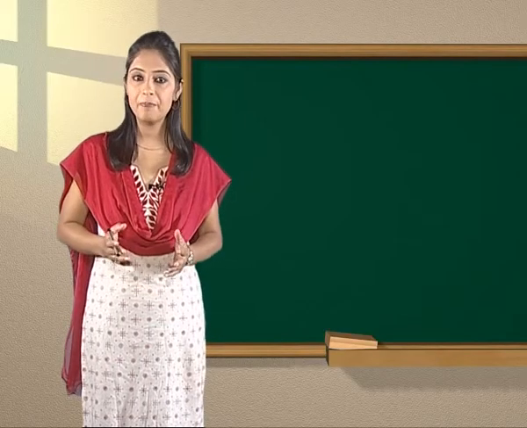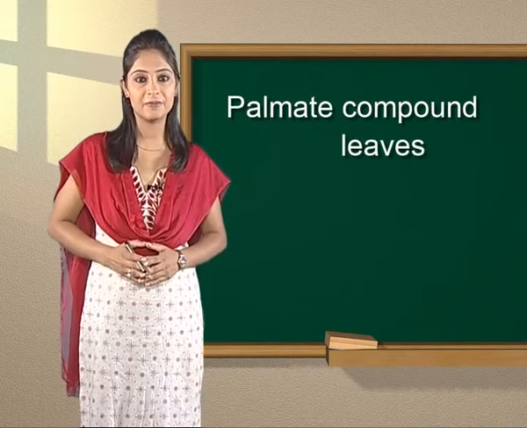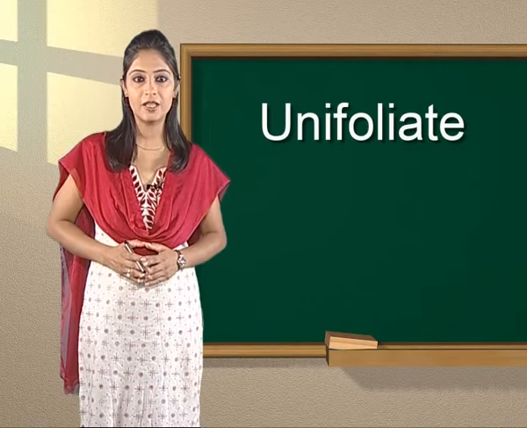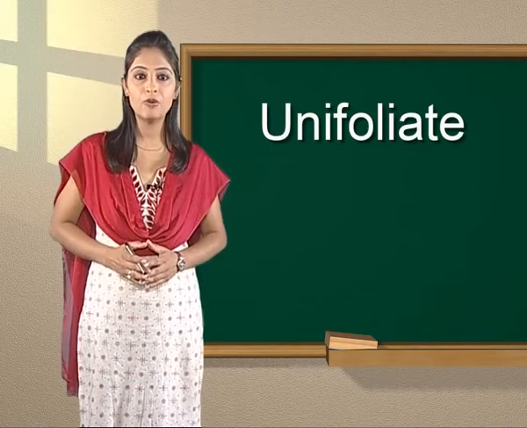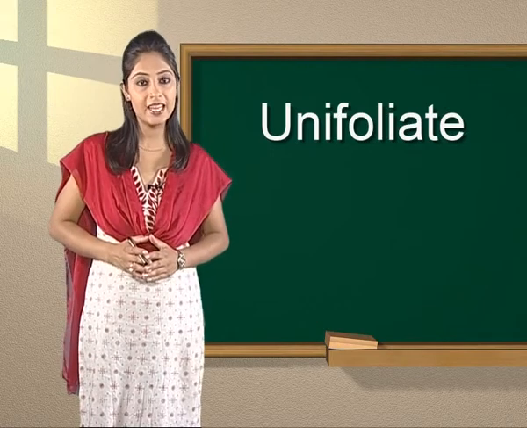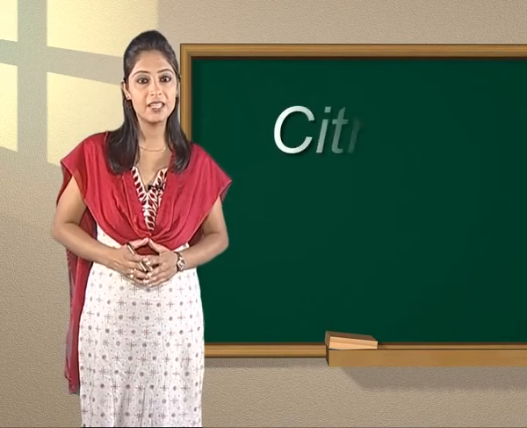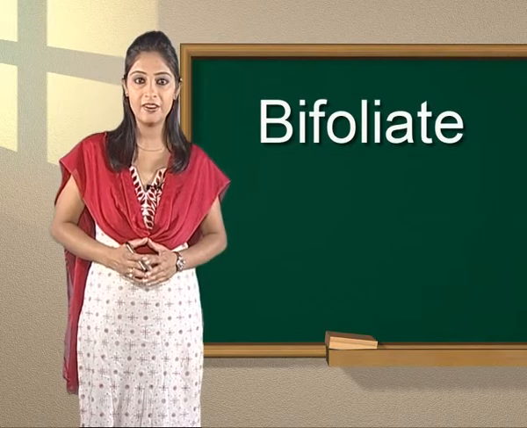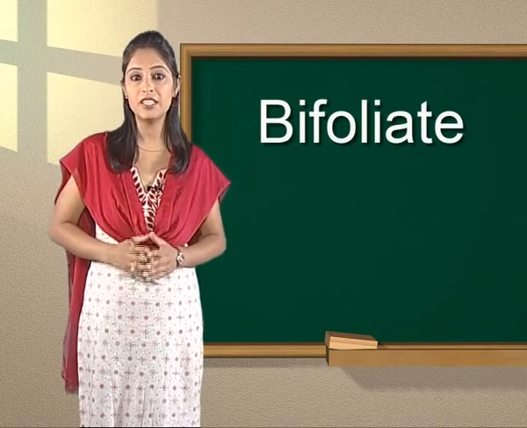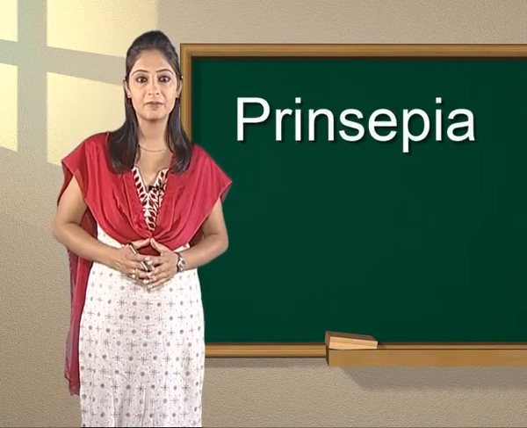Children, these palmate compound leaves can be of various types. Unifoliate. When the palmately compound leaf is reduced to a single terminal leaflet, it is known as unifoliate. It is found in citrus plants. Bifoliate. Here, the leaf has only two leaflets attached side by side to the petiole, as in Piranhea.